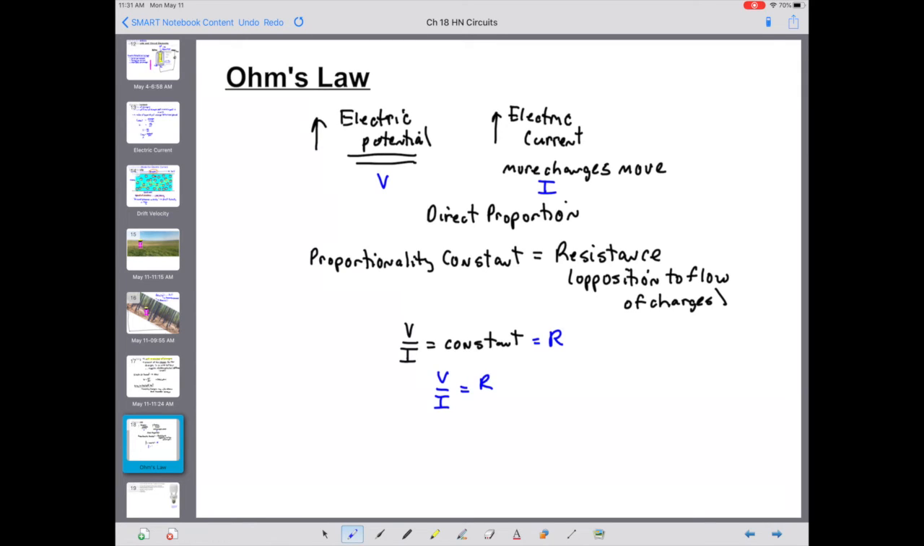So we have the equation V over I is equal to R. Oftentimes we will multiply the I to the other side and write V equals I times R. And this is your Ohm's law equation that brings the different quantities we've been talking about together. Now, your unit of resistance is an ohm, which has the Greek letter omega.